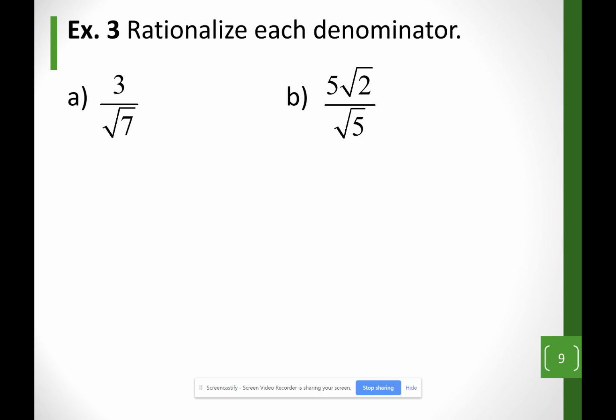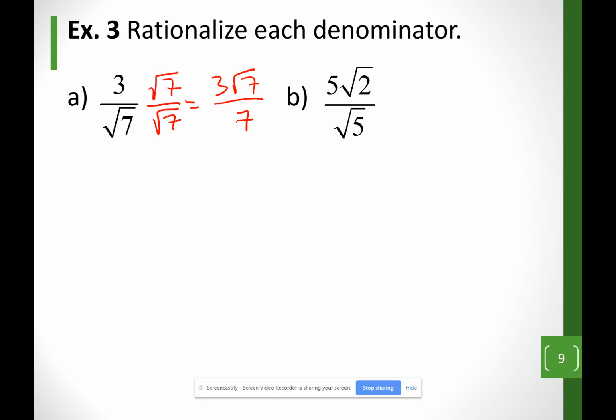The radical 7 at the bottom, we have to get rid of it. The way I'm going to get rid of the radical sign is by multiplying top and bottom by that radical, in this case, radical 7. On the top, 3 times radical 7, I get 3 radical 7. At the bottom, radical 7 times radical 7, when I'm multiplying the same radical twice, I'm just going to get the number on the inside. So I have 3 radical 7 over 7.